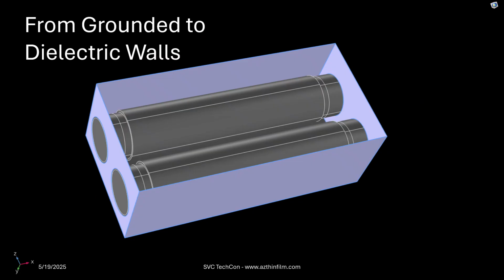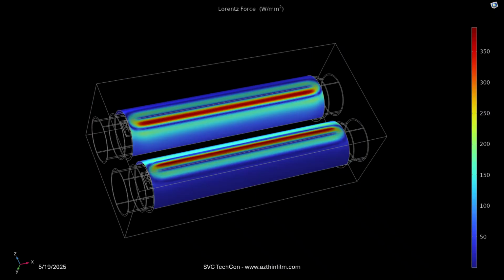Now, if we go from grounded walls to dielectric walls, so say you started with a silicon target and we're sputtering SiO2 or silicon nitride, the walls, even if they were initially grounded, will eventually become coated with an insulating material. And that dielectric will then change how those static electric fields are formed. So if we look at the Lorentz forces for a dielectric coating on the walls, we've flipped again. We've gone from strong on the outside to now strong on the inside.